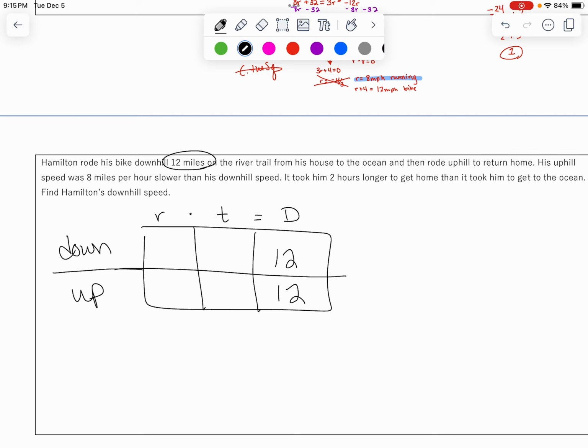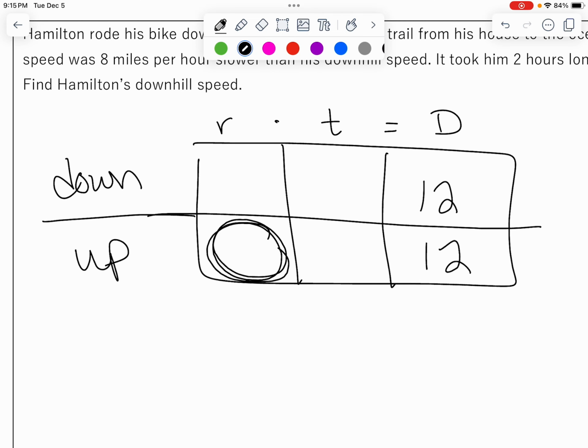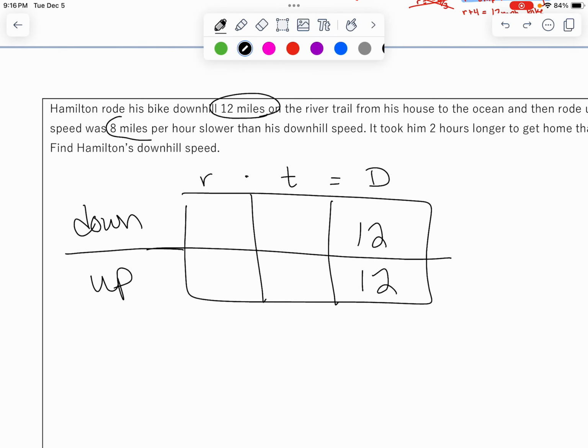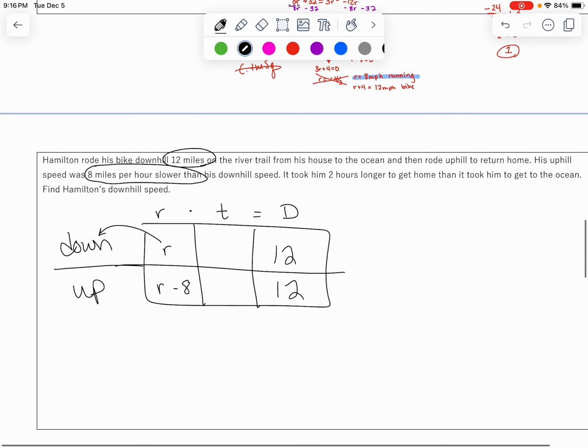Okay. His uphill speed was 8 miles an hour slower than his downhill speed. Let's say R is speed, right? No, rate. Just do this for me. Can you do R? How do you do slower than? Yeah, R minus 8. I was going to say, you're right that R represents speed, but it would represent not just his speed, his downhill speed. But you didn't say that. I was getting to it, but you cut me off. I didn't. You cut me off.